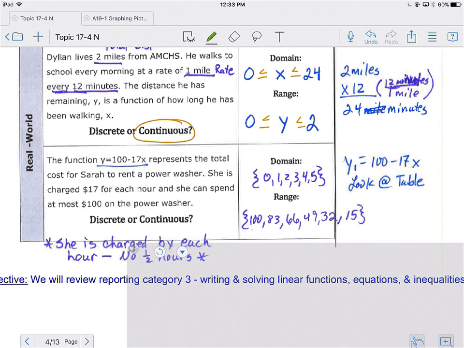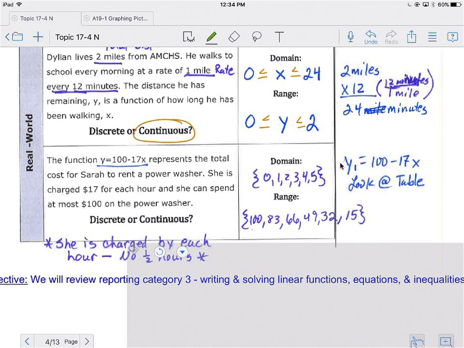And the last situation we have about this is about Sarah. The function y equals 100 minus 17x represents the total cost for Sarah to rent a power washer. She is charged $17 each hour, and she can spend at most $100 on the power washer. And we have a little note down here. She is charged by each hour, no half hours. So if she rents it for 1 minute or 59 minutes or a full hour, she's still charged the same amount of money no matter how long she uses it.